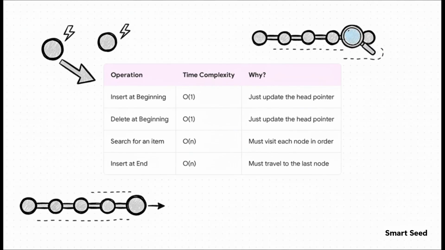Adding or deleting from the beginning, that's what we call O of 1, or constant time. That's a fancy way of saying it takes the same tiny amount of time whether your list has 10 items or 10 million. It's instant. But, and this is a big but, here's the trade-off.